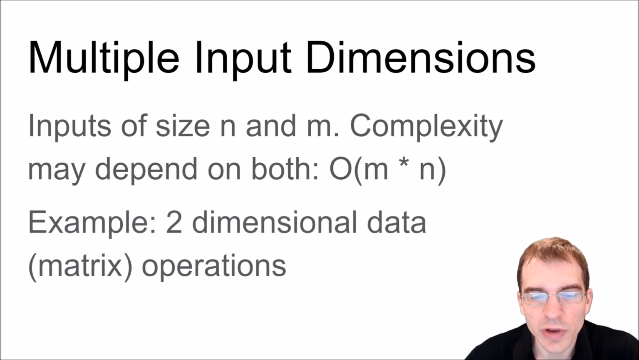Examples of these sorts of algorithms are things run on two-dimensional data, essentially various operations you might run on a matrix or a data frame in a language like Python or R.